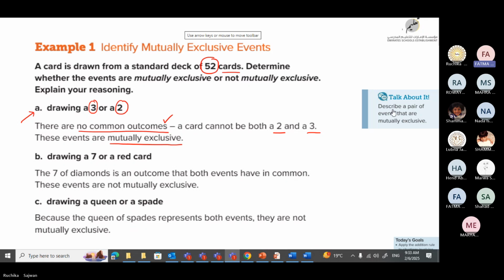Drawing a 7 or a red card, the 7 of diamonds is an outcome that both events have in common. These events are not mutually exclusive.